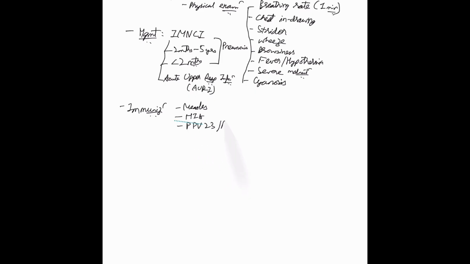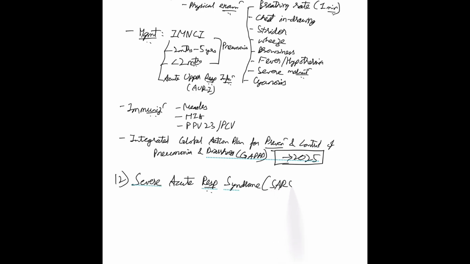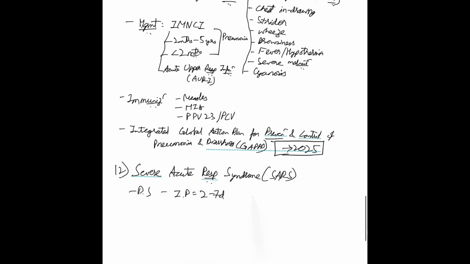Then acute upper respiratory infections. And then under immunization, you need to know about measles immunization, HIB immunization, and PPV23 or PCV vaccines for pneumococci. An integrated global action plan for prevention and control of pneumonia and diarrhea, whose deadline is 2025. Not that important. We then move on to severe acute respiratory syndrome or SARS, which has an incubation period of 2 to 7 days, and the transmission can be by droplets, contact, or aerosols.